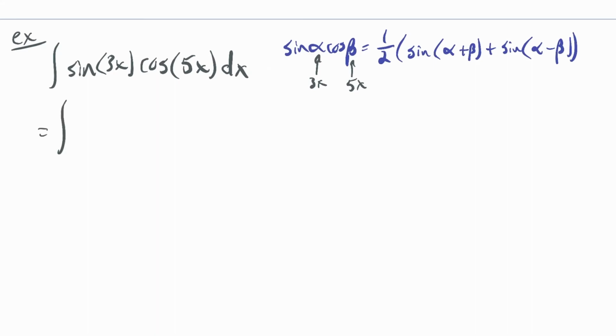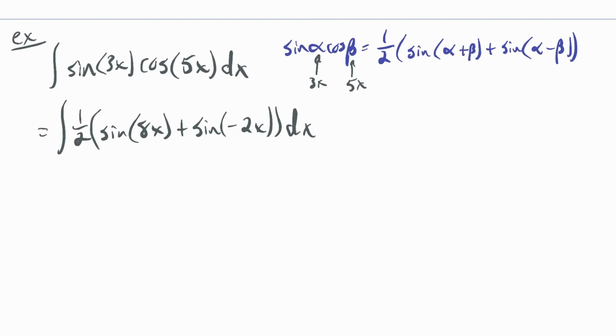the integral of 1/2 times sine of 8x, right? The sum of the two arguments, plus sine of negative 2x, 3x minus 5x, dx. Okay, so if I simplify a little bit, I'll put the 1/2 out in front. And since sine is an odd function, this minus sign can come out front as well. So minus sine of 2x.